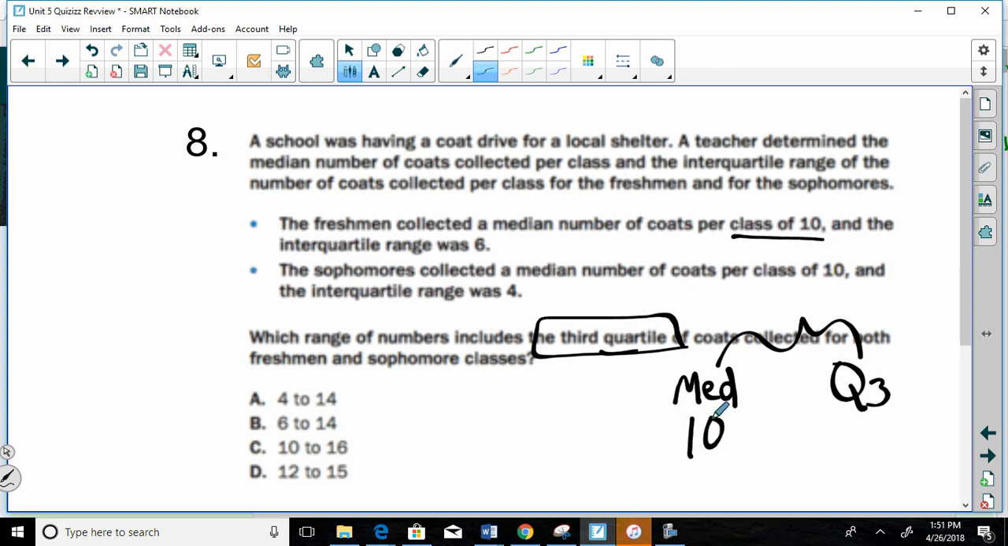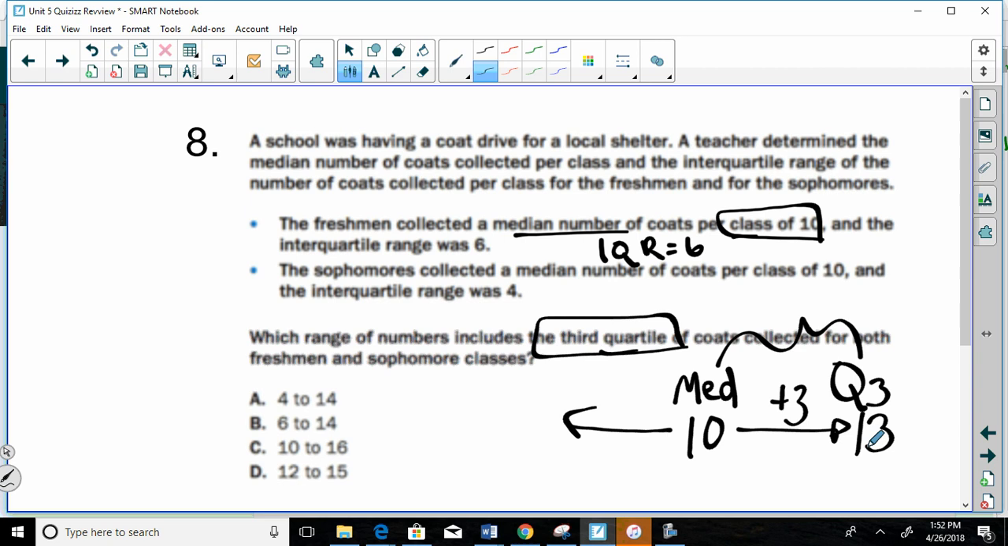10. Then the interquartile range, the IQR, is 6. What does it mean? It means this way and this way, when I add them, they should get 6. The median is 10. What's half of 6? 3. So what is 10 plus 3? 13. What would the Q1 be? 10 minus 3, 7. Because 13 minus 7, your IQR would be 6.